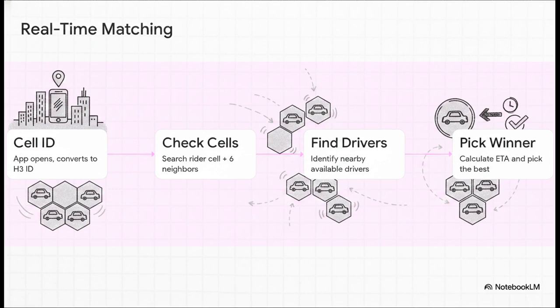It ranks them. It picks the winner. It locks the match and sends the ping directly to the driver's phone. The whole process takes a fraction of a second. You went from a global haystack to 4 needles, picked the sharpest one, and did it all instantly.